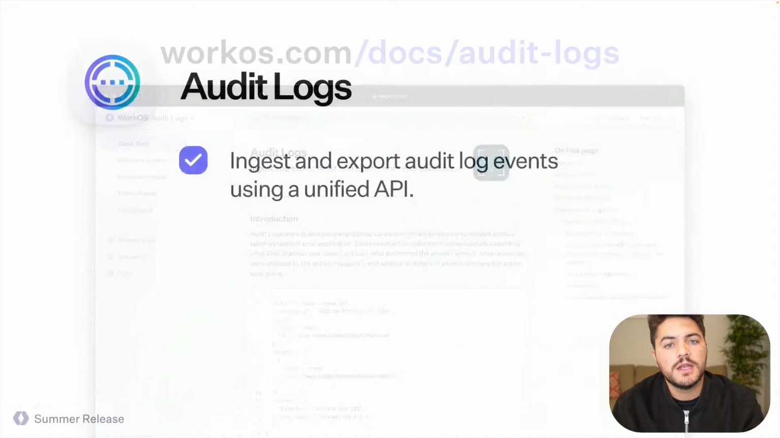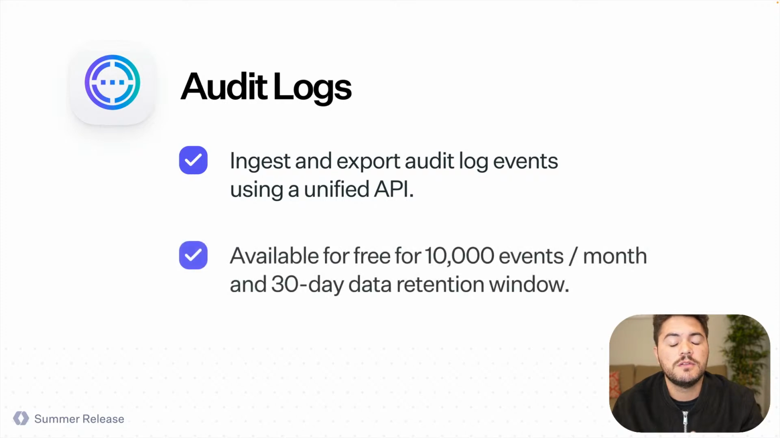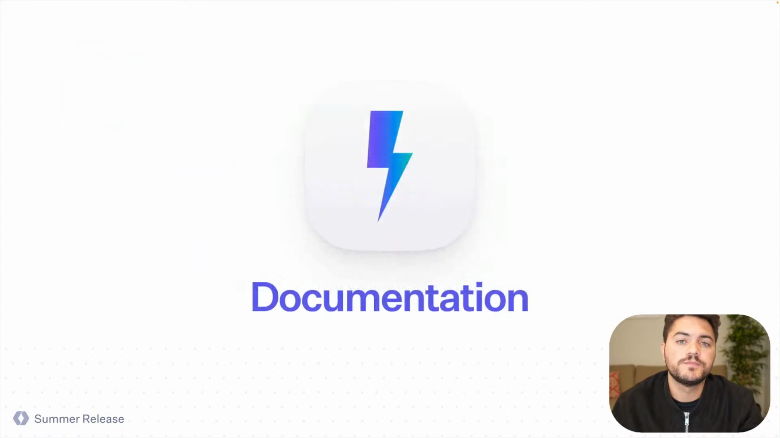So in a nutshell, Audit Logs is this new API that you can use to export and ingest audit log events. And this is all available today. There's a free tier you can use to ingest up to 10,000 events per month. And we keep these events available for you to download and export in a 30-day retention window.